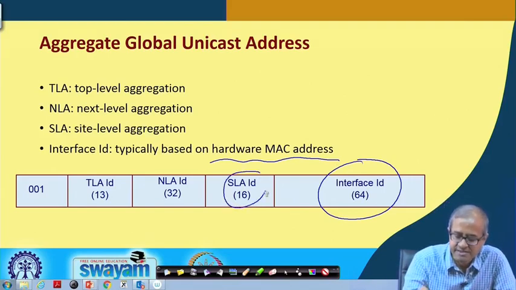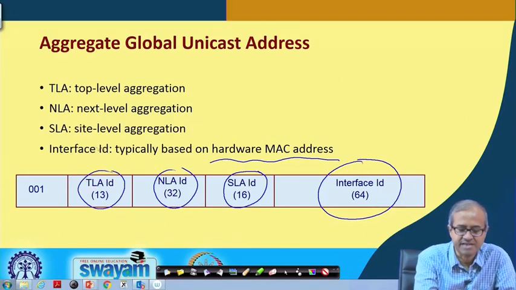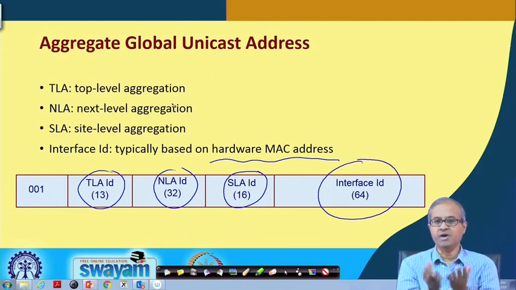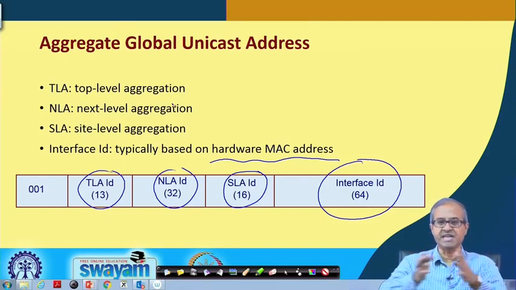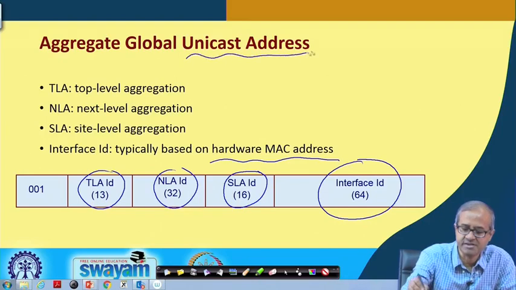And there are several other hierarchical fields: site level aggregation, next level aggregation, top level aggregation. What these mean may depend on from one place to another. At the top level, it may indicate the country, for example, which country the network belongs to. The next level may indicate, within that country, which internet service provider is providing you the connection. The third level can provide some other hierarchical information, such as state level or district level information. So, you can have this kind of hierarchical address definition, which is very flexible. Depending upon your need, you can define these fields, but if you do not want, some of these fields can be left zeros. And these unicast addresses always start with 001.